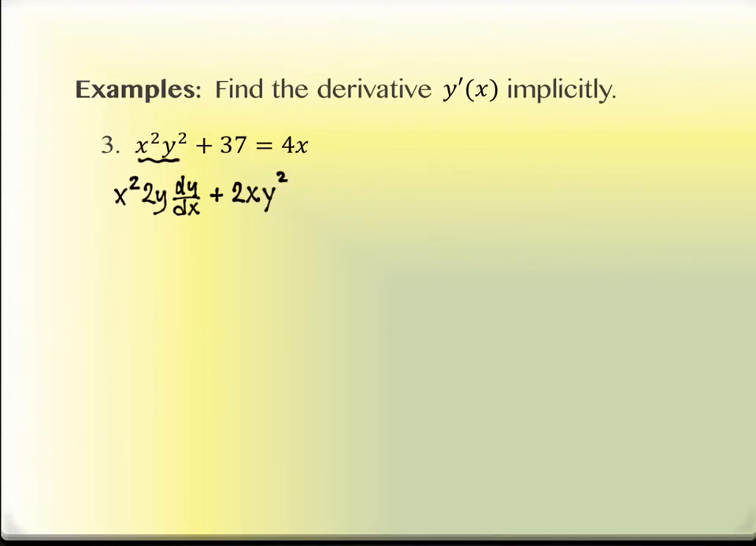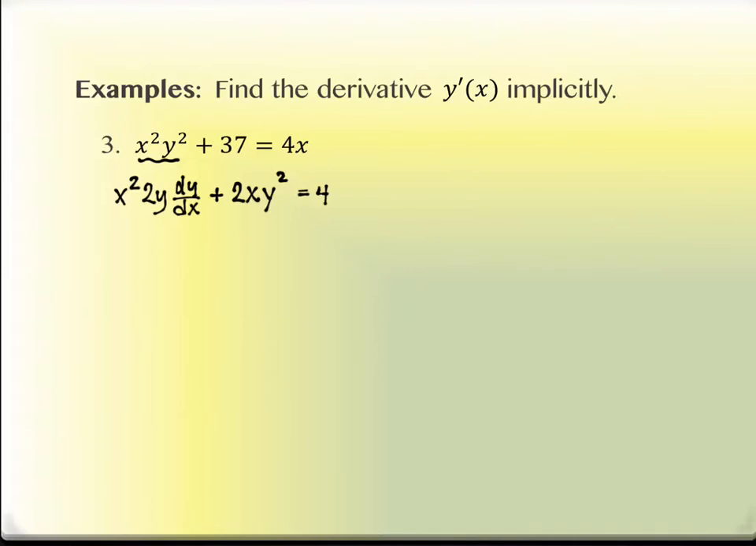2x. And then I rewrite the y piece. That's y squared. I have plus 37, so what's the derivative of that piece? 0. Write it or don't. And then it equals 4x. What is the derivative of 4x? 4. This one's easier than the last one, isn't it?